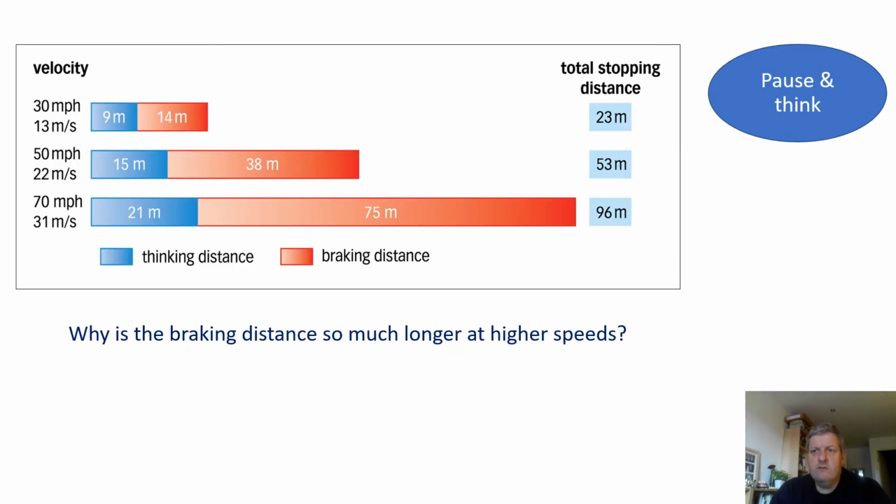Right, here's one to just pause and think about. The chart shows the total stopping distances of a car at different speeds, and the stopping distance is made up of two components, the thinking distance and the braking distance. The question here is, why is the braking distance so much longer at higher speeds compared to at lower speeds?